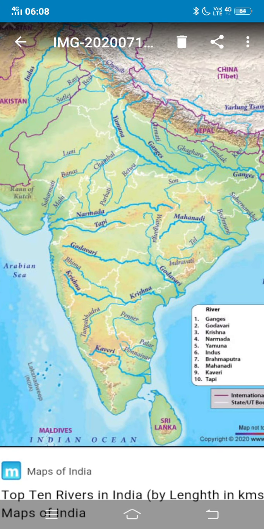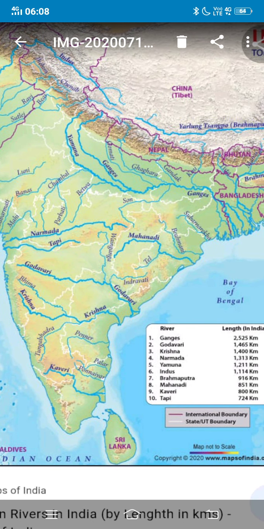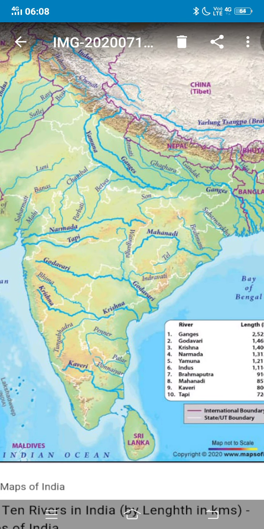Here are all the major rivers which are flowing towards the east: Mahanadi, Godavari, Krishna and Kaveri flow through the eastern coastal plains, draining into the Bay of Bengal. The eastern plains are more fertile than the western plains due to the various river deltas formed by all the rivers draining into the Bay of Bengal.